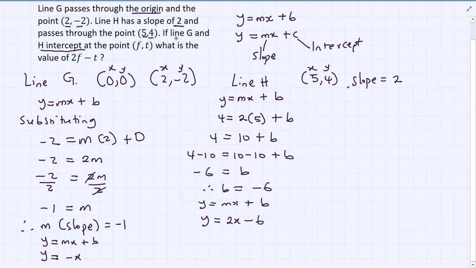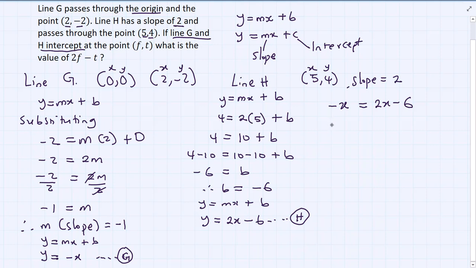And they said line G and H intersect at the point (F, T). When we talk about intersecting, it talks about where they meet. Where they meet in this context simply means that their equations are going to be equal to each other. So this is the equation for line G, and this is the equation for line H. So let's equate them. We now have -x is equal to 2x minus 6. I just took out the y and made them equal to each other. This simply means they are intersecting.